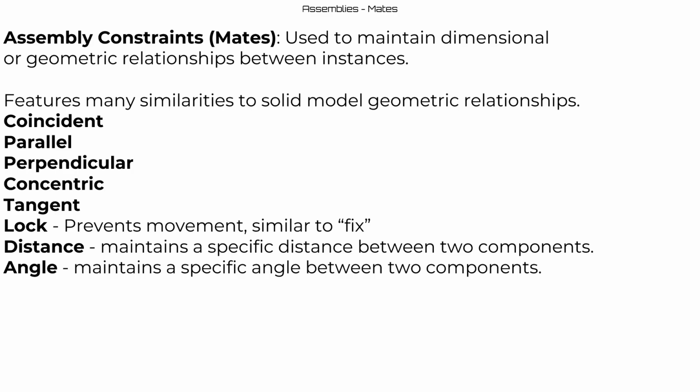There's concentric, which causes two objects of diameter to share the same center point. For instance, a pin and a hole. You could use concentric to move them on the same center point, so they'll go in and out of each other. You have your lock mate, which prevents movement similar to fix in the geometric relationships. You also have a distance mate, which causes two parts to maintain a certain distance from one another, and an angle mate, which causes two assemblies to maintain a specific angle.